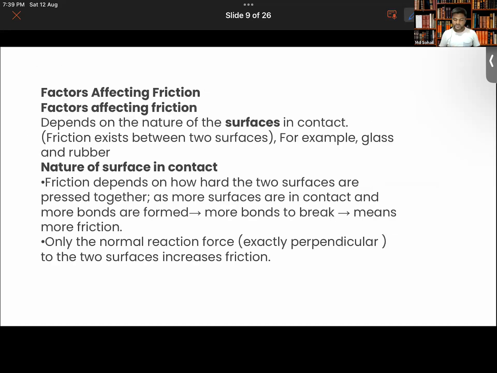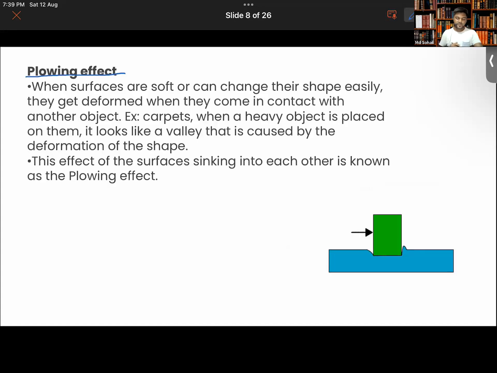What is the flowing effect? We discussed it. Look here. Usually there's a heavy object put over a soft object. And this soft object can change its shape easily.